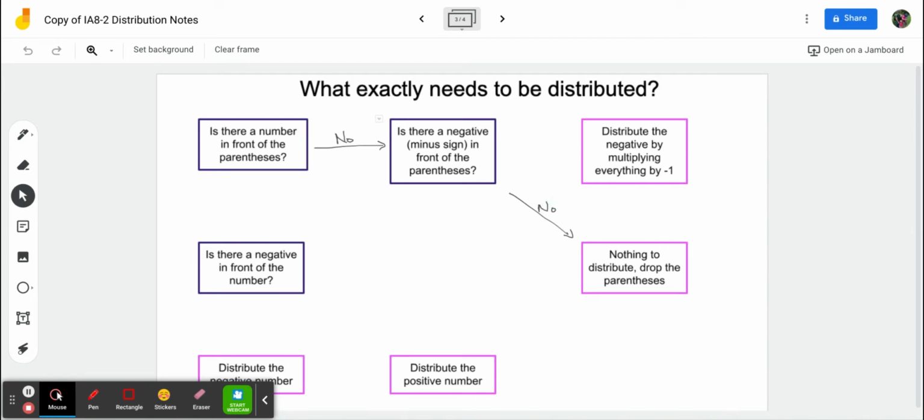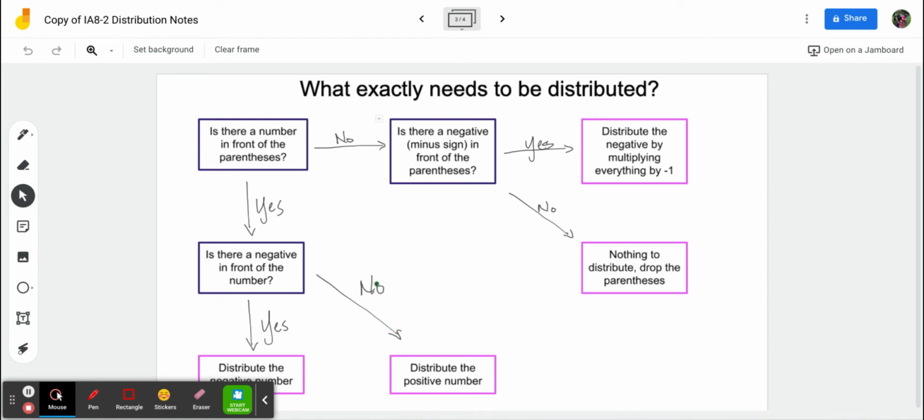If there is a minus in front of the parentheses, then what we're going to do is distribute the negative by multiplying everything by -1. So if our answer to this first question, is there a number in front of the parentheses, is yes, then we need to ask, is there a negative in front of that number? If the answer there is yes, then we distribute the negative number, meaning we multiply everything in that by a negative number. If the answer is no, we distribute the positive number.